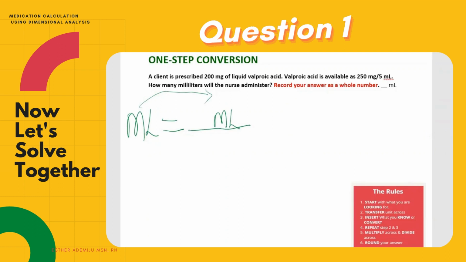Now you need to look in your question. What in my question has milliliters behind it? And we have right here 5. So 5 has milliliters behind it, so we're going to go ahead and write 5 here. And 5 milliliters is equal to 250 milligrams. So 250 milligrams goes below that.